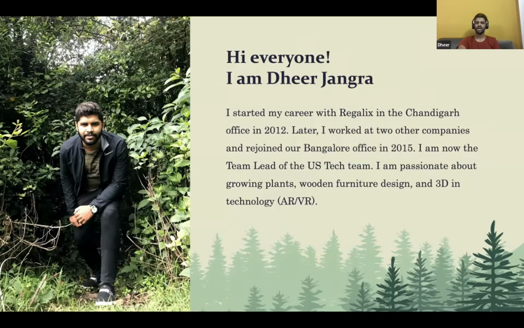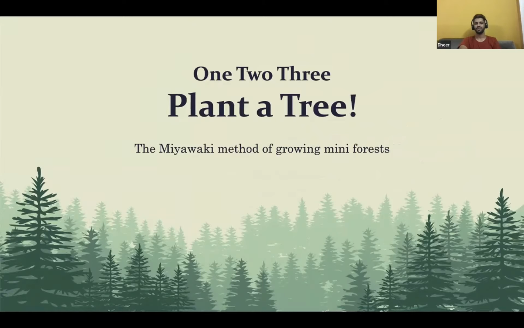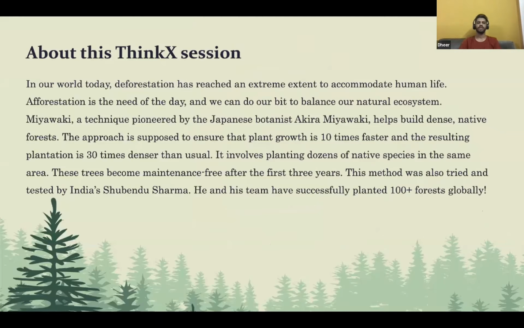So today's topic, I have just given a catchy name to that particular topic, is 1-2-3 Plant a Tree. It's basically regarding a method known as the Miyawaki method, growing a mini forest. About today's session, I have already gone through it, I'll just brief a little bit more.